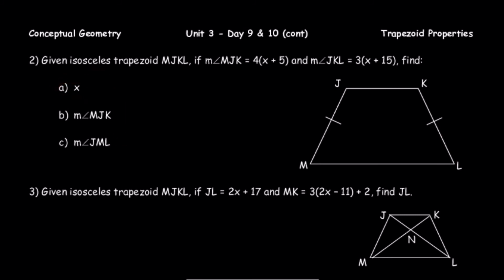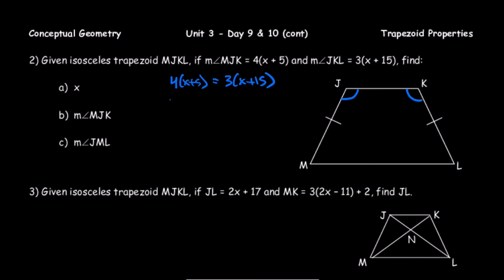Well, what we know in an isosceles trapezoid is that these two base angles are going to be equal. All right, so if one of them is 4 times x plus 5, we set that equal to the other one, which is 3 times x plus 15. So the algebra here is going to be a little bit more challenging. They're just throwing in the distributive property. So don't forget you have to multiply both of these by 4 and both of those by 3.